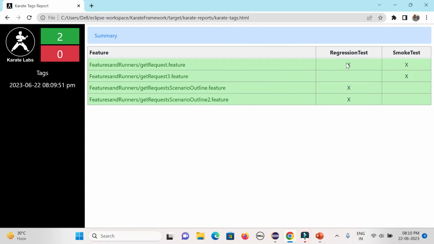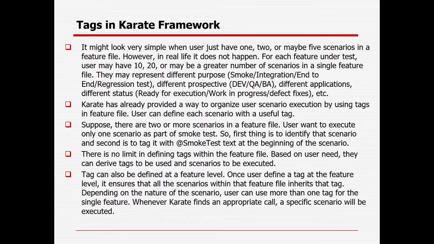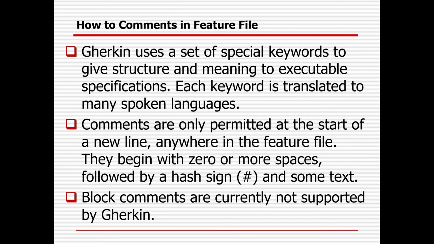the tag, you are able to see that I am not considering the integration tag. Excluding the integration tag, wherever a tag is available I am trying to execute. So that is the way you can deal with tags, which is very important in the Karate framework, guys. Then next, how to comment in the features file.